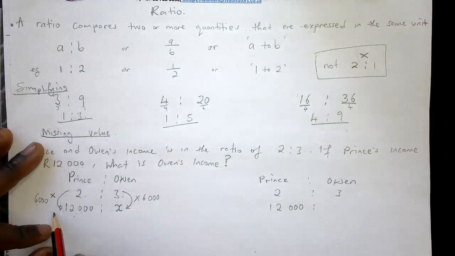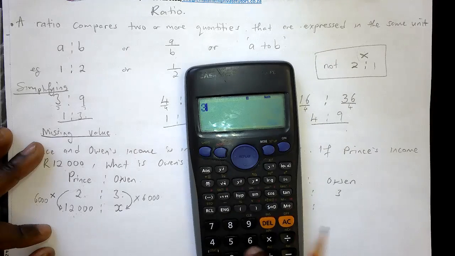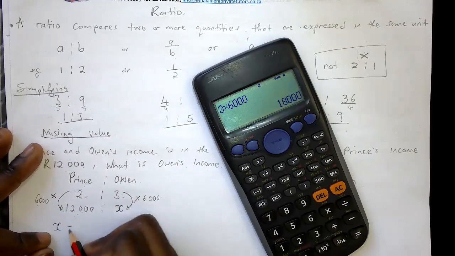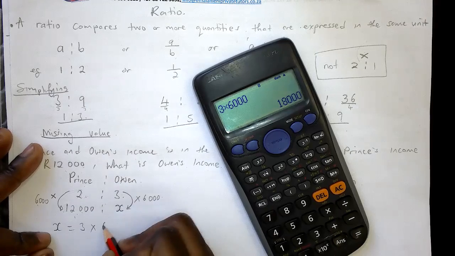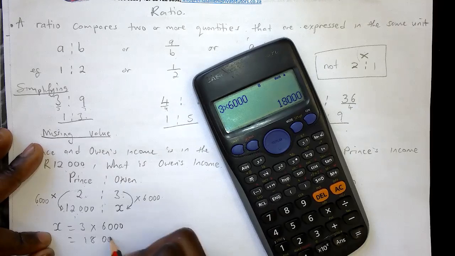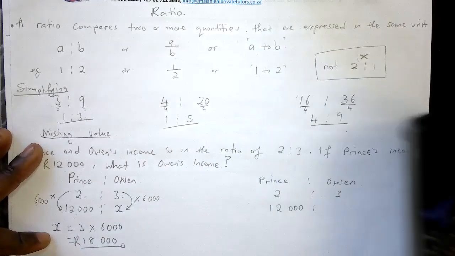Now when you multiply by 6,000, you also do the same here. So 3 times 6,000. You get 18,000. So our X is going to be equal to 3 times 6,000, which is going to give us 18,000. That's our answer there. So it's 18,000 rands.